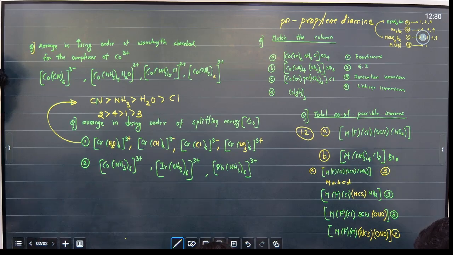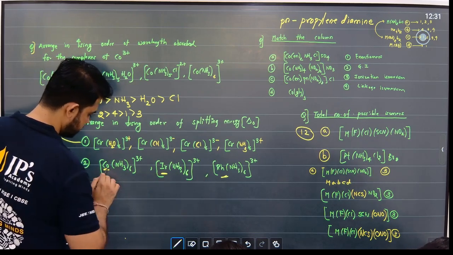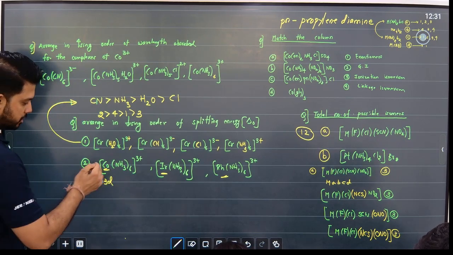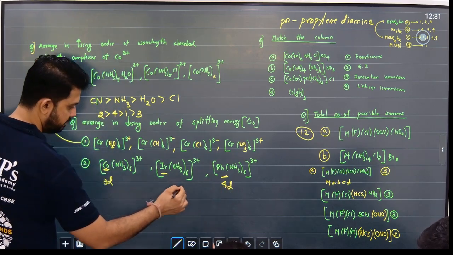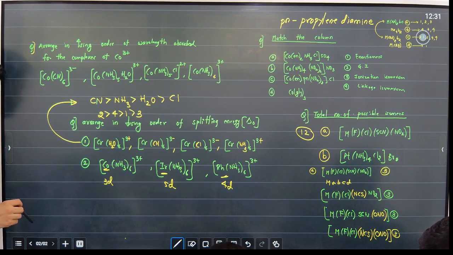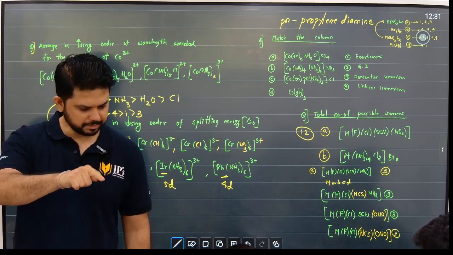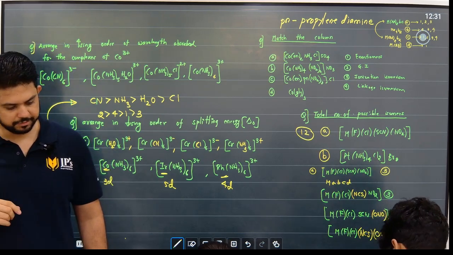What about this? Same ligand. But what do you observe here? Cobalt belongs to the 3d series. Below cobalt comes rhodium, and then we have iridium. Now here remember we wrote a note. After all the exceptions we have written a note. All the exceptions in CFT.